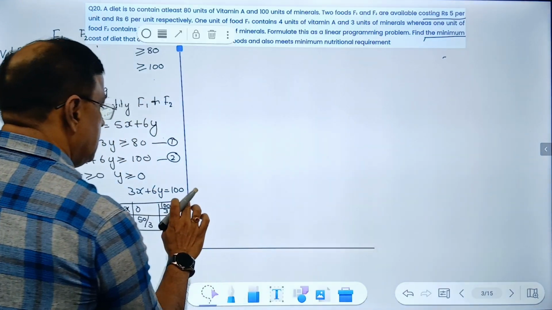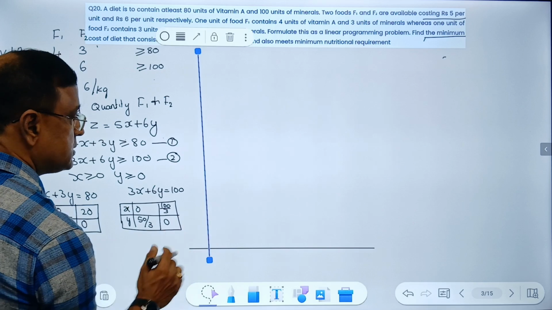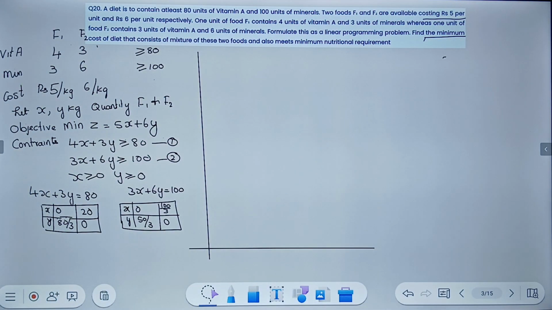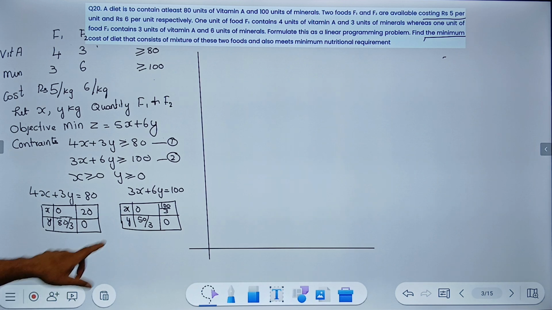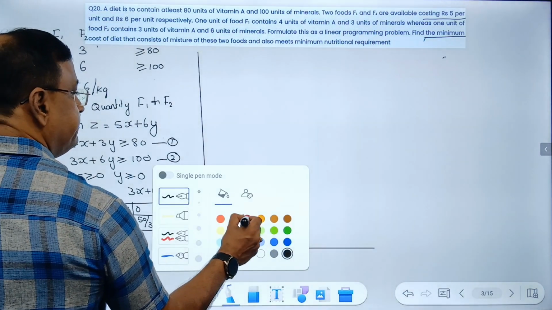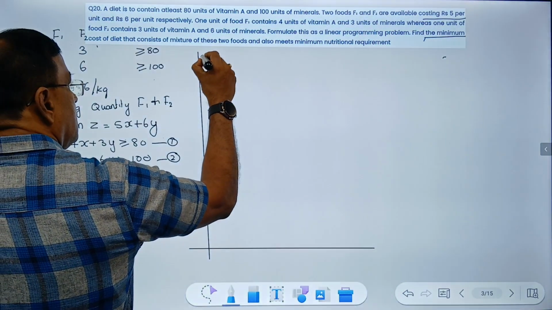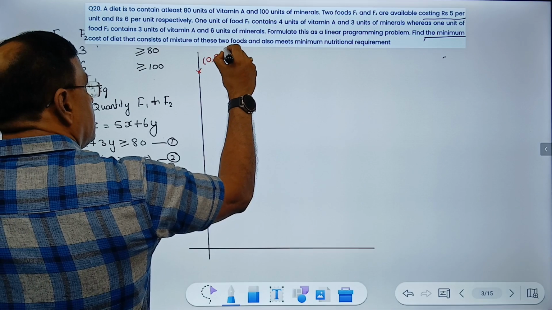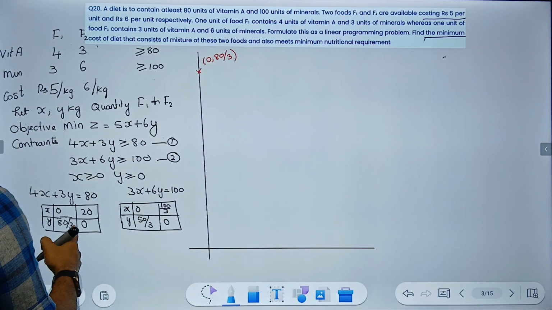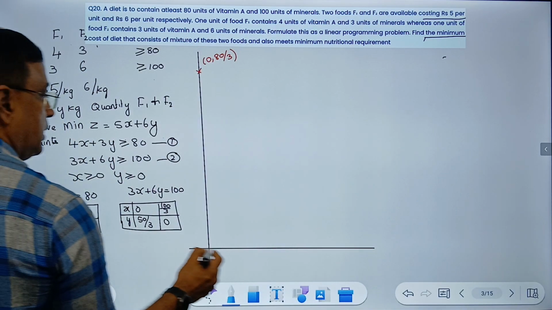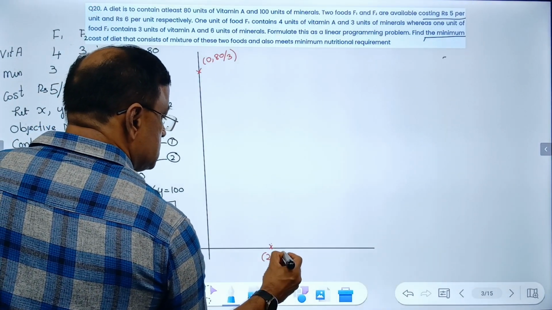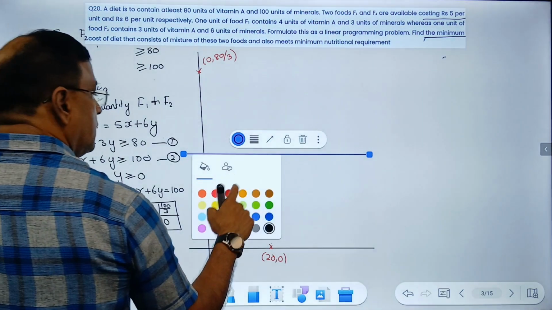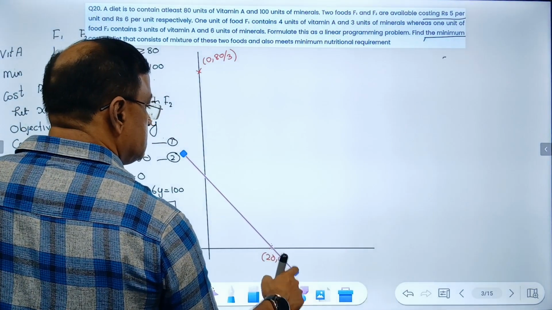Now it's moving finally. So this is my x-axis and y-axis. Now let me plot this. It is actually (0, 80/3) and this is 50/3. So 80/3 is bigger. So (0, 80/3) will be somewhere here, followed by (20, 0). So (20, 0) is here, and this is the line, and it passes through this.